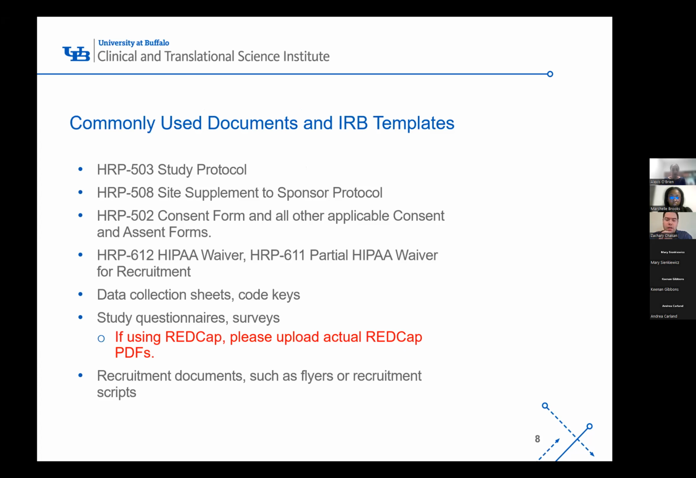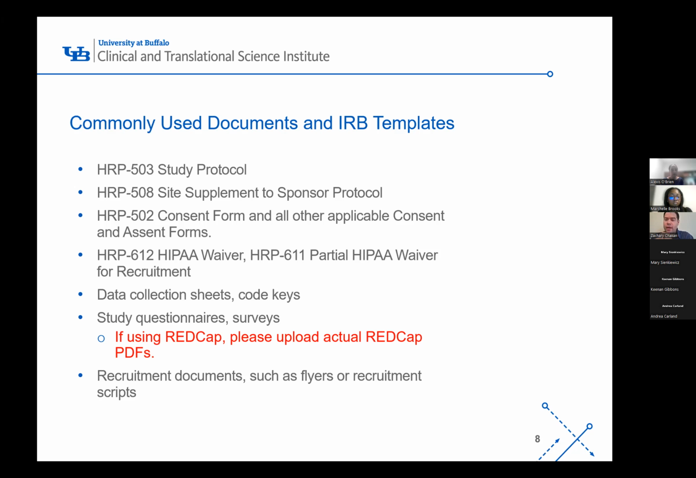So there are a lot of documents and templates that are commonly used, or that we recommend you use for most research studies. The primary one is the HRP 503 study protocol. Every study that gets submitted to the IRB should have a 503 study protocol submitted, no matter what your determination is going to be, even if it's a non-human subjects research determination that you're seeking. We are hoping to provide more versions of the protocol in the future.